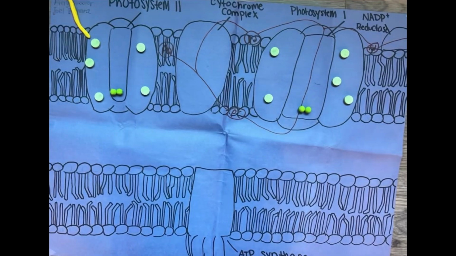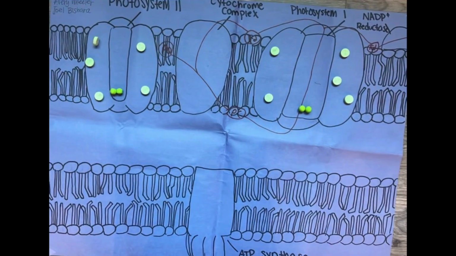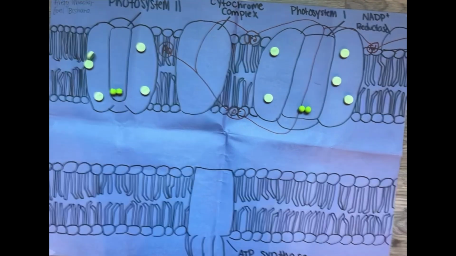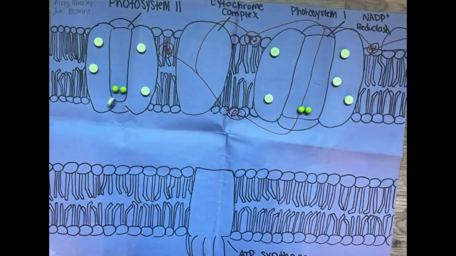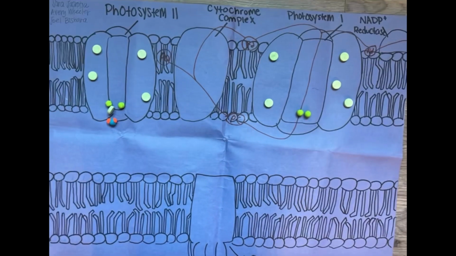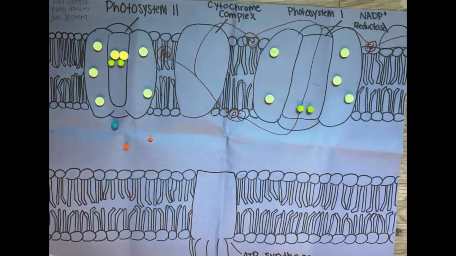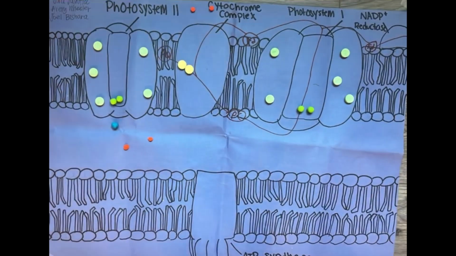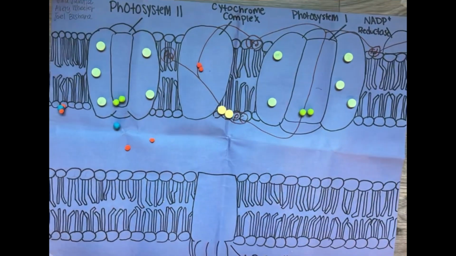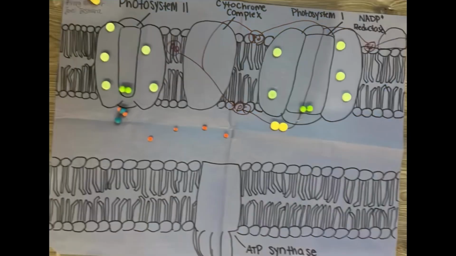A photon hits the chlorophyll in photosystem 2 that excites it, and it hits all the other chlorophylls until it gets to the primary acceptor. A water enters and photosystem 2 breaks it and steals 2 of its electrons. The electrons travel through the cytochrome complex, and the cytochrome complex brings in 2 hydrogen ions from the outer membrane.